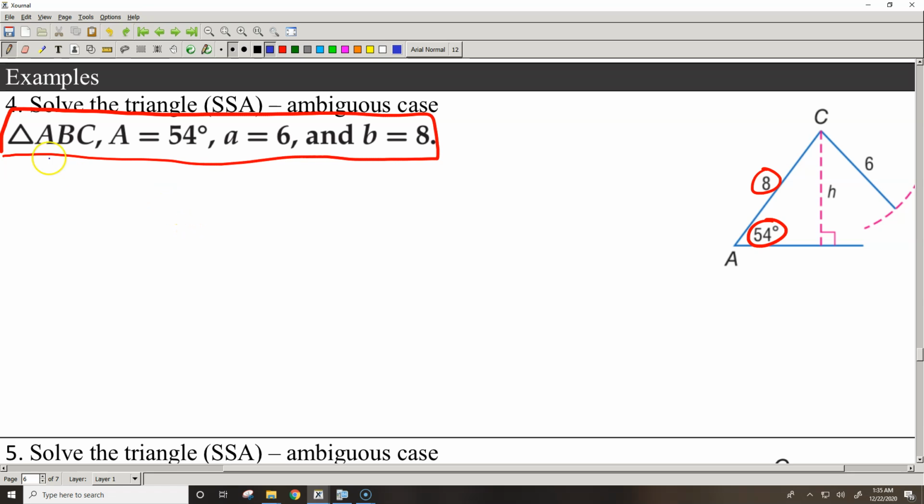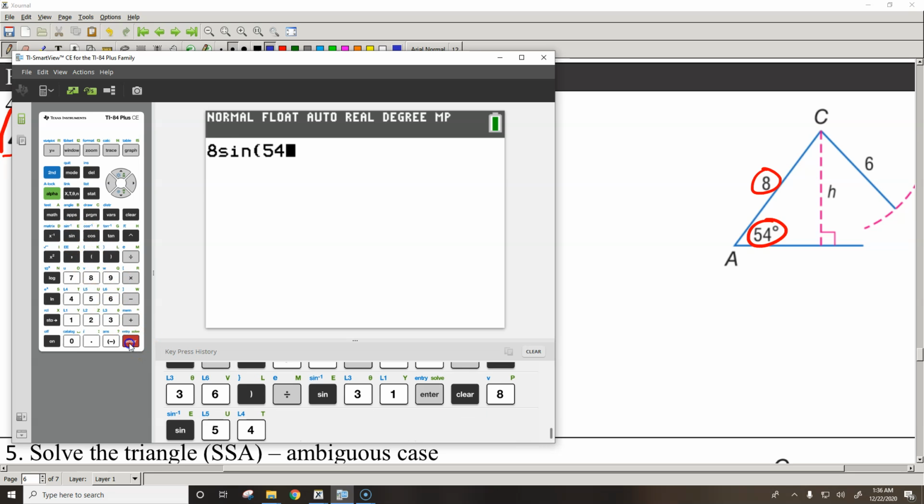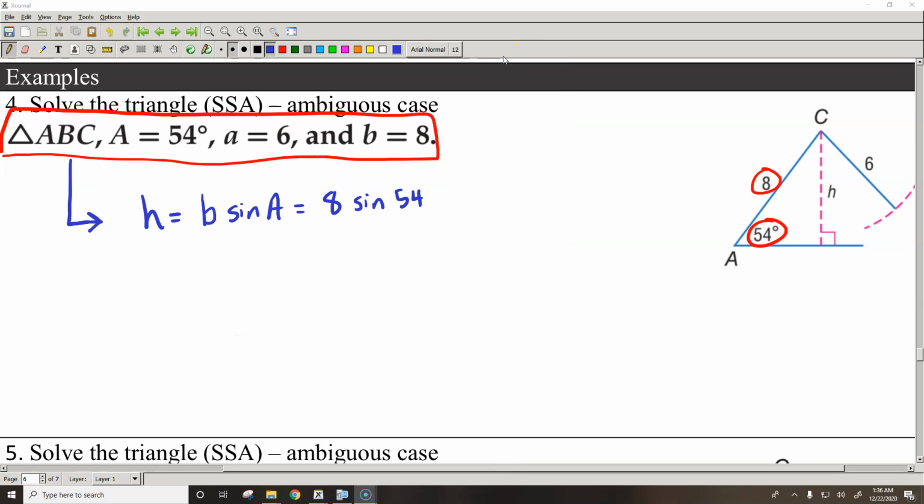I'm going to show you a couple different ways to do this problem. So one way is to say, well, let me calculate the height of this triangle. The height is going to be b times the sine of A, which in this case is 8 times the sine of 54 degrees. So if I type that in, 8 sine 54, you can see that my height is about 6.47.